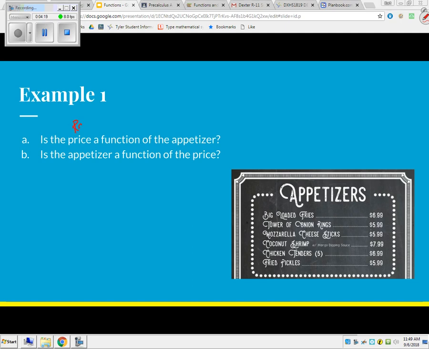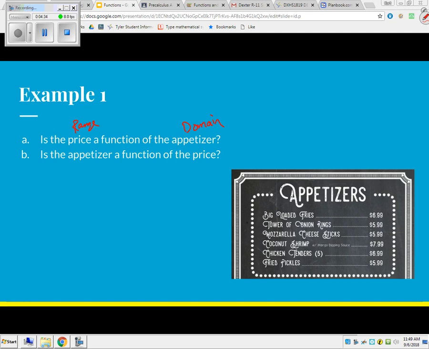So whatever comes first right here, this is my range. This is my second bubble, all right? While this would be my domain. So it's asking, does each appetizer on part A right here map to exactly one price?